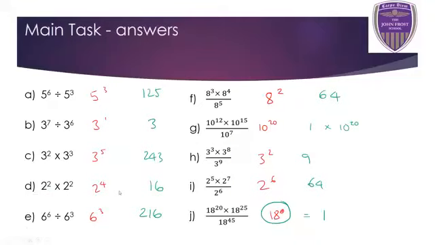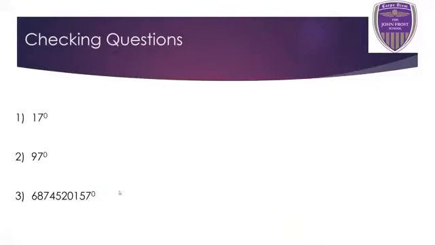Okay, so that leads us on then to the checking question. So press pause, copy these down, and then just think about what those 3 answers are going to be, please. Press play when you're ready. Okay, well, if you were paying attention in the last question, even though they're very different, okay, 17 to the power of 0, 97 to the power of 0, and then whatever this number is, which if I just quickly work it out, is 6,874,520,157 to the power of 0 is still 1.